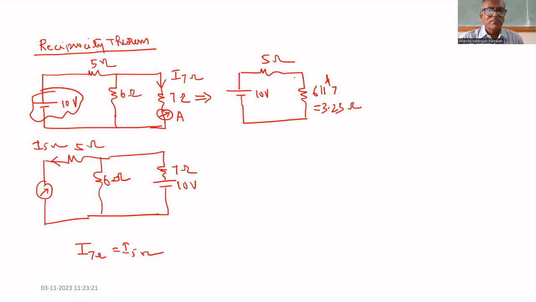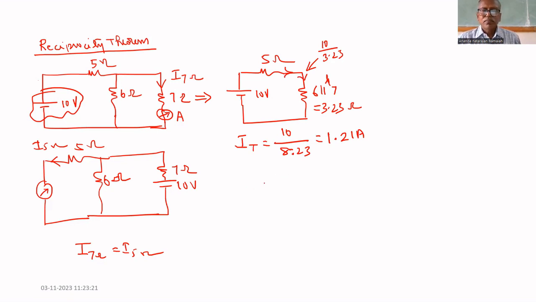What is the current through 7 ohm? First find the total current. The total resistance is 5 plus 3.23, which is 8.23. I total equals 10 divided by 8.23, which is 1.21 amperes. I total.